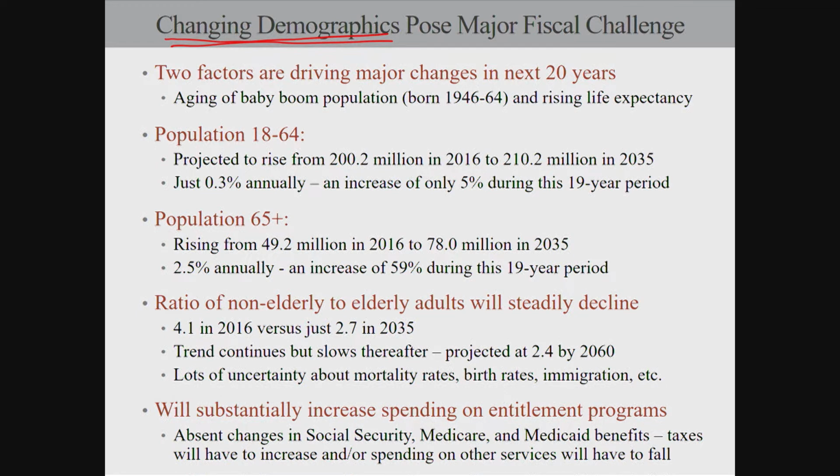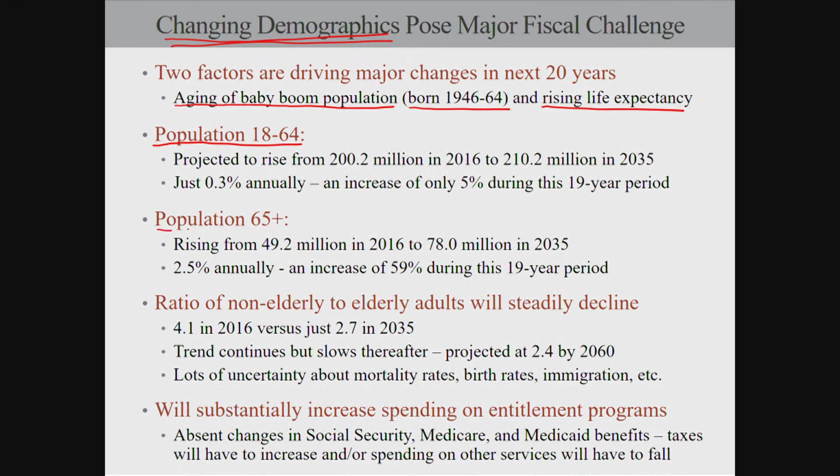Basically, there are two factors that are driving the major changes over the next 20 years. One is the aging of the baby boom population, defined as individuals who were born from 1946 to 1964. And the second challenge is rising life expectancy. A number of programs become available at a specific age. In the case of Social Security, people can start collecting retirement benefits at the age of 62. Many people take them then or soon after that. Also, people qualify for health insurance through the Medicare program at age 65.